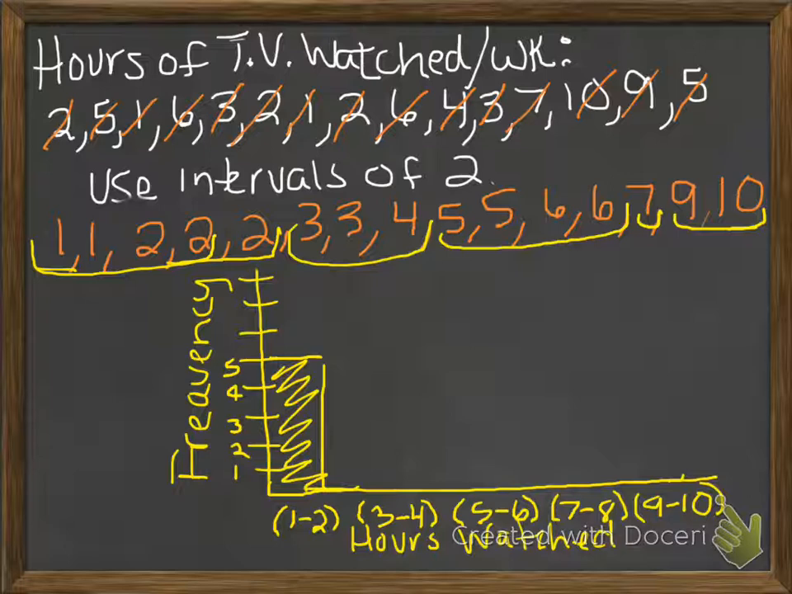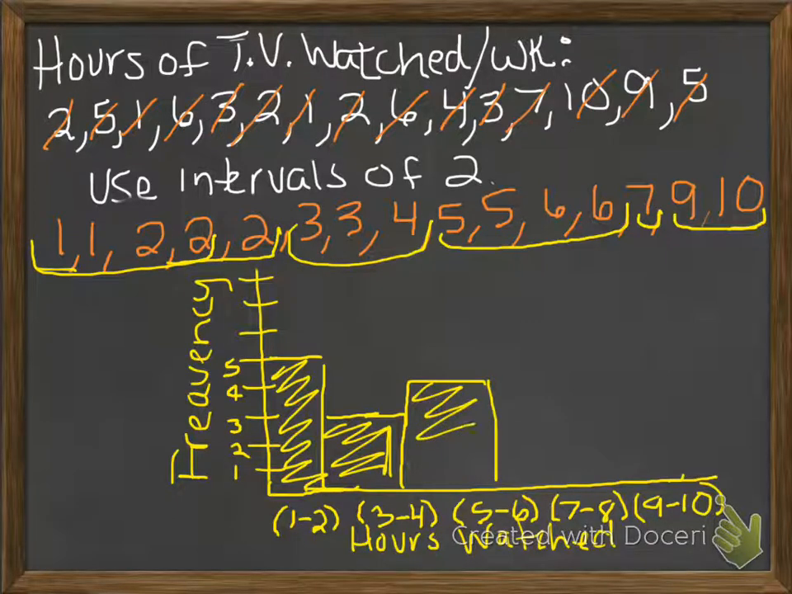There's 3 values in the interval from 3 to 4, so I'm going to draw a bar that goes up to 3, and I'm going to shade that in as well. Notice how my bars go right next to each other, and I don't leave a space in between them. My third one is 5 to 6, and there's 4 numbers in that interval. My fourth one is 7 to 8, and there's only 1 number that falls in that interval. And then my last one is 9 to 10, and there's 2 values in that interval.